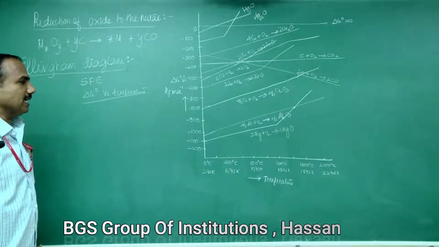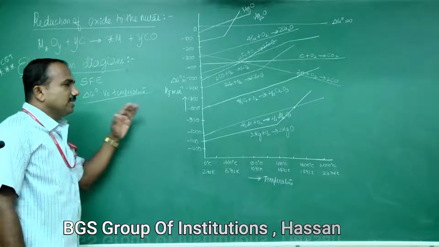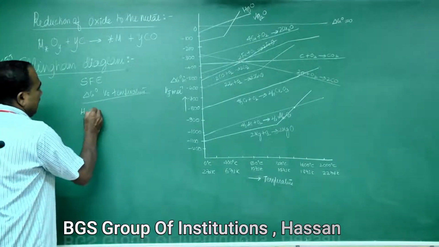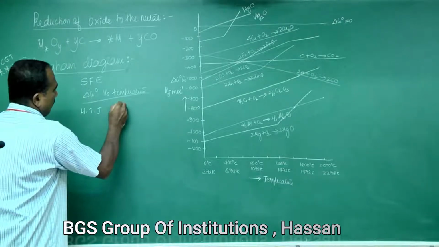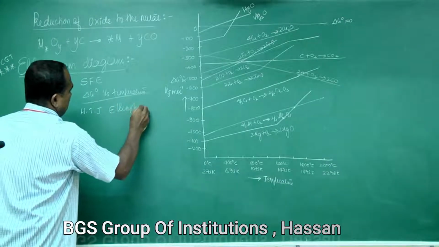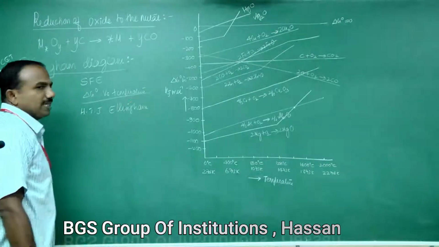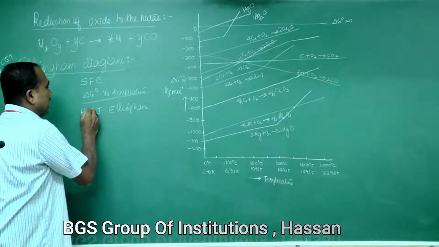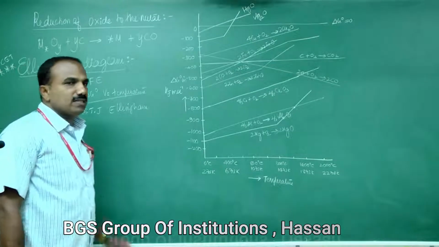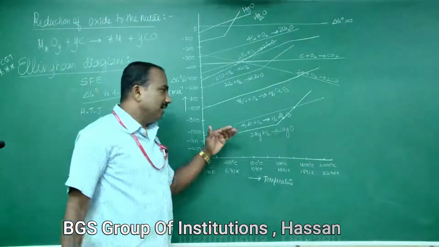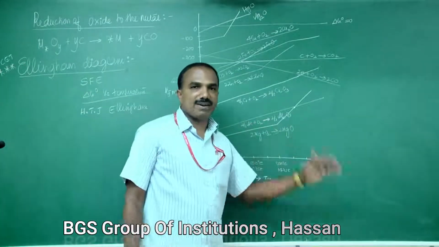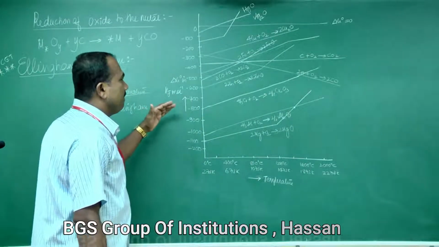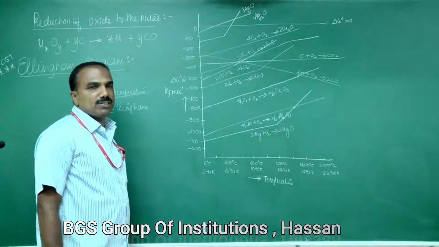Okay, this is the Ellingham diagram. This graph was given by the scientist H.T.J. Ellingham, which provides a sound basis for the reduction of metal oxides by choosing a proper reducing agent.